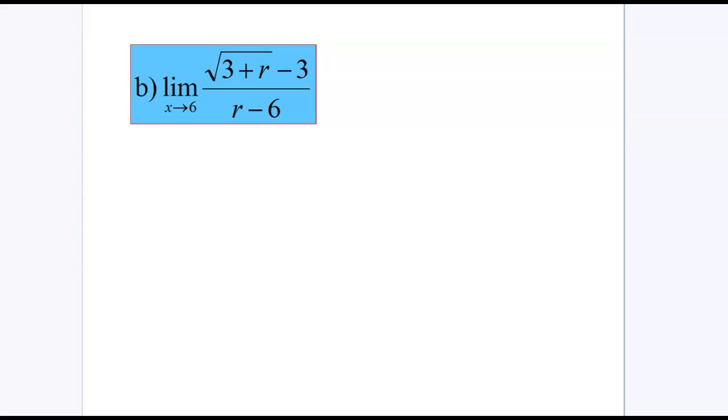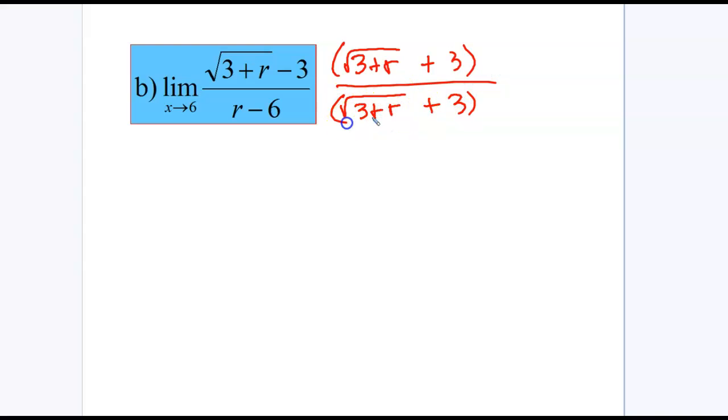Okay, hopefully you've had a chance to try this one. And again, you can see that I have a binomial radical up here. So if I use direct substitution, I get the square root of 9, which is 3 minus 3 is 0, and 6 minus 6 is 0. So again, my strategy is I'm going to multiply by the conjugate. Again, the conjugate, all we're doing is we're changing this sign.